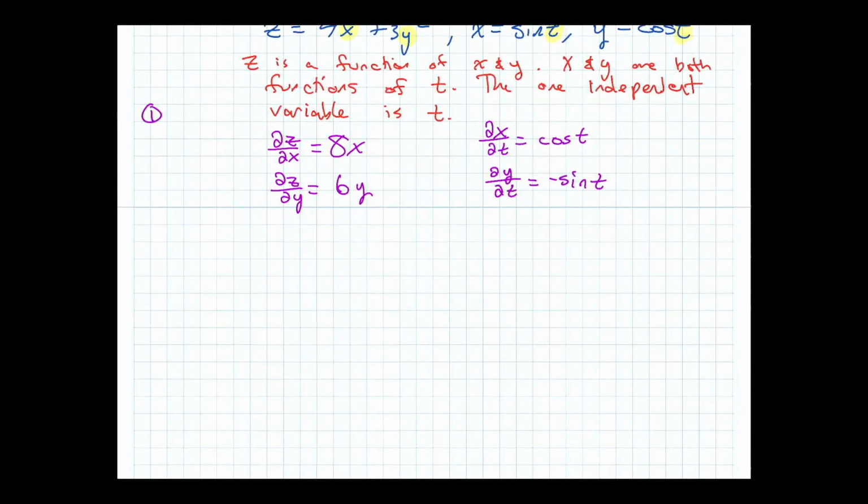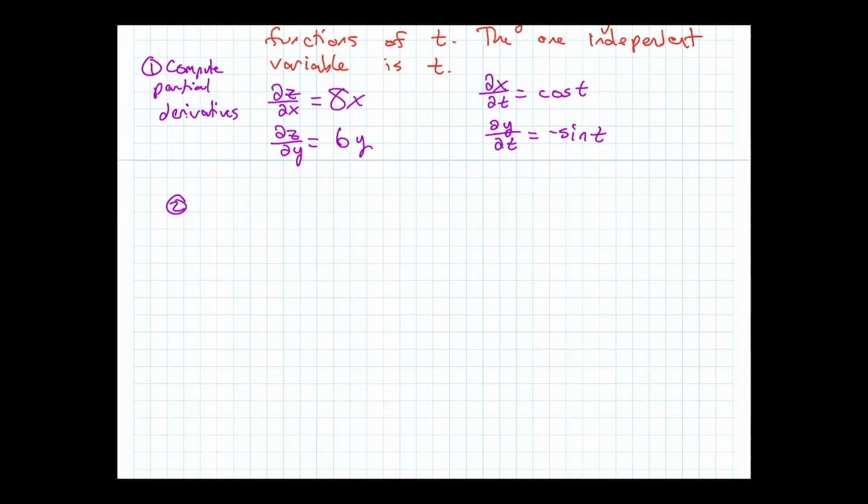Maybe I'll just write out steps here. So first thing we do is compute these partial derivatives. After you have the partial derivatives, what you want to do is write out your formula for dz dt, which is not going to be hard, right? For dz dt, you're just looking it up.